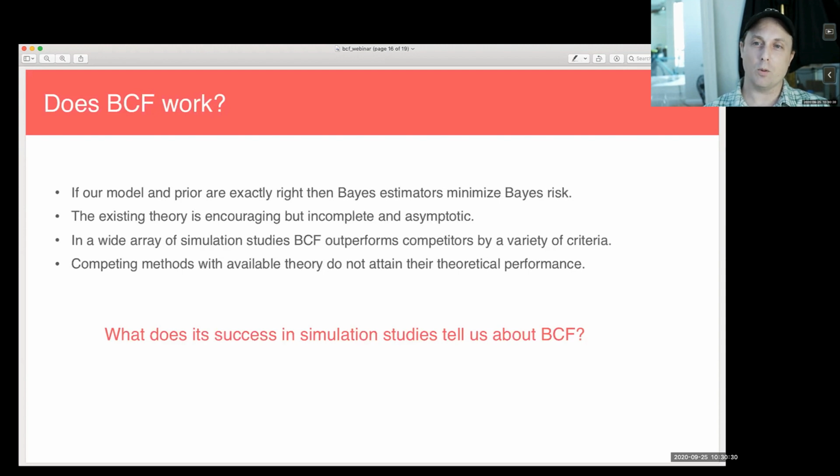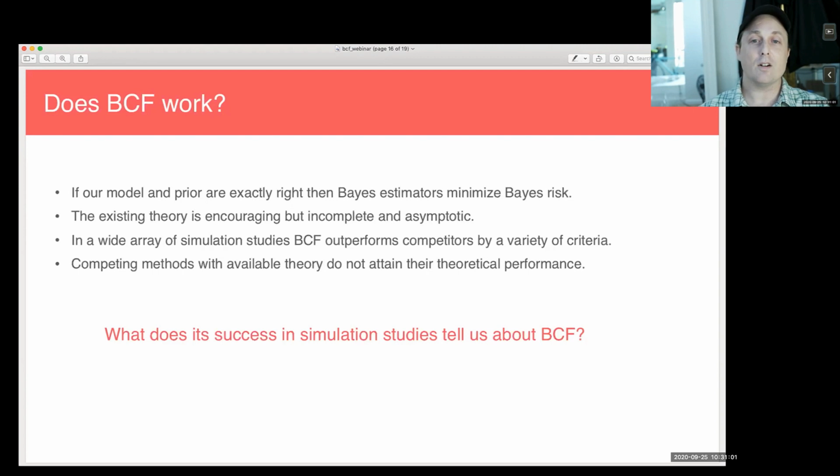So what I'm building up to is, does BCF work? So does this model that I just motivated actually work? So let me tell you a couple of things. If the model and prior are exactly spot on, then Bayes estimators minimize Bayes risk. So in the background here, we have this idea that if we get it exactly right and we're interested in repeated use over nature's prior, then all the usual stuff holds. We don't think that, though. So that's not that compelling.